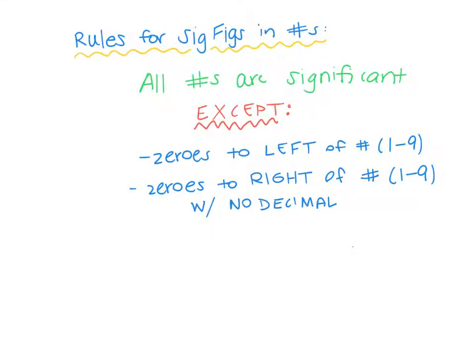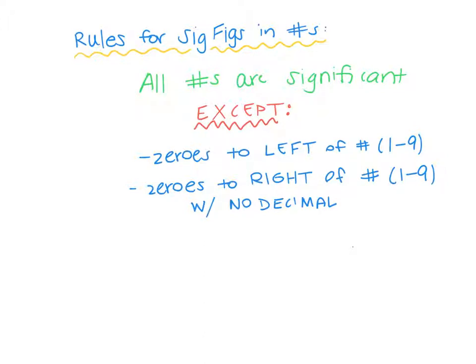So now we're going to talk about determining the number of significant figures when you're given a number. This is different than when you are measuring and trying to figure out how many digits to include in your measurement. This is when you're given a number and asked to determine how many numbers are significant in that measurement, that number that you're given.